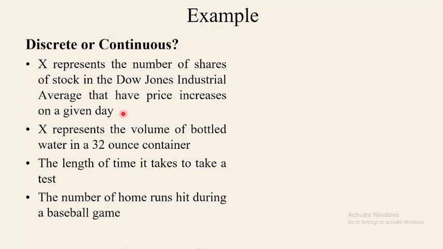Now, based on the simple definitions for discrete and continuous, tell whether it is discrete or continuous. What is the first thing you have to look at? Whether we are measuring or we are counting. Based on that, you can decide. Are we counting or are we measuring in this case? Counting. We are counting, because here we say the number of shares.